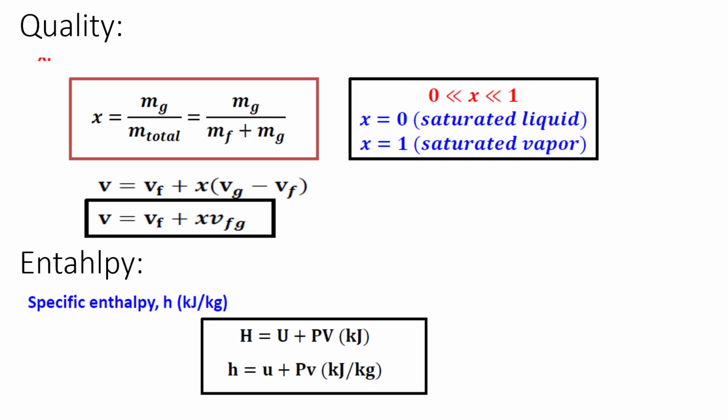Alright, and lastly, let's look at enthalpy. Enthalpy can be defined as H equals U plus PV, where U is internal energy, P is pressure, and V is volume. If enthalpy is divided by mass, we get the specific enthalpy, which is the small h.